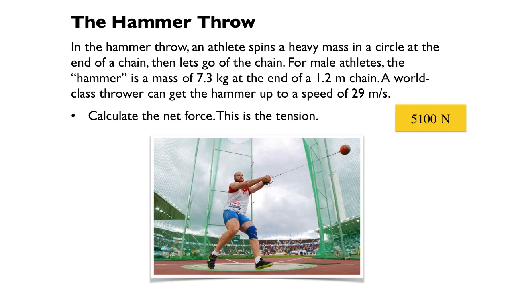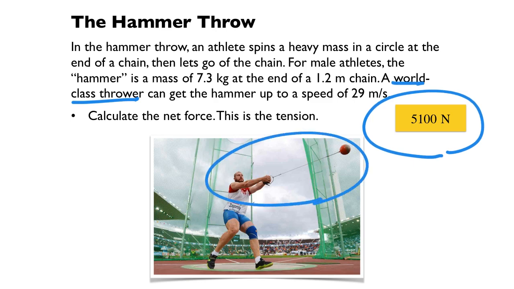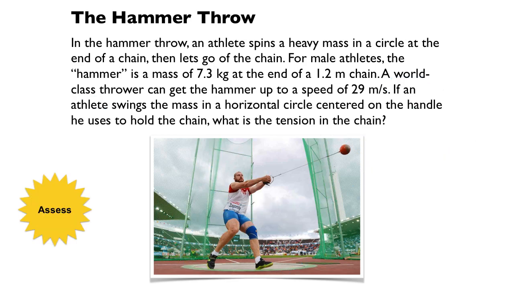And so my assessment, does this make sense, 5,100 newtons? It's a world-class thrower, and this is a pretty extreme event. If you watch people do it, it's kind of nuts. And he's holding on pretty hard, and he's putting a significant force with his legs. There's big forces involved here. And so my assessment: surprising, amazing, but probably legit. And this is the kind of circular motion problem that we're going to solve.